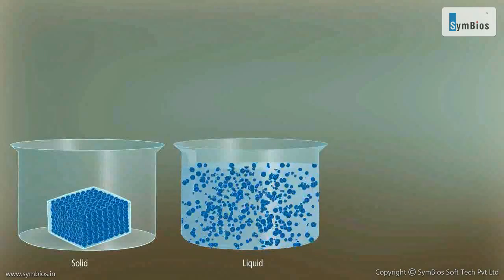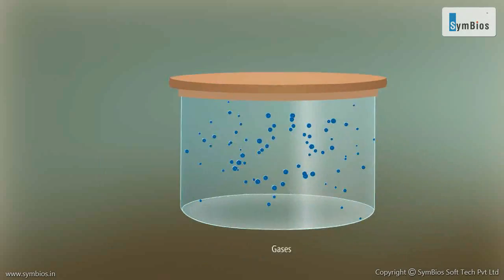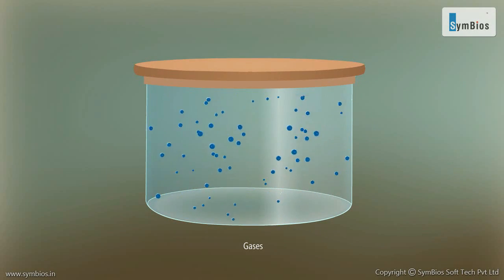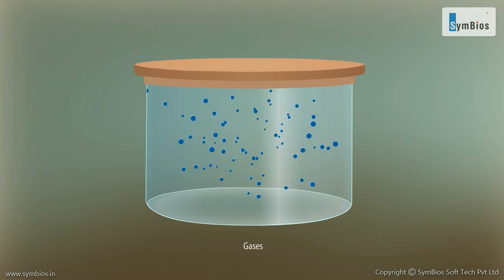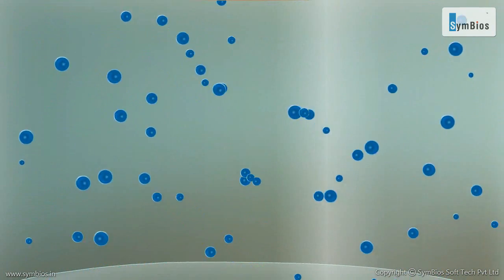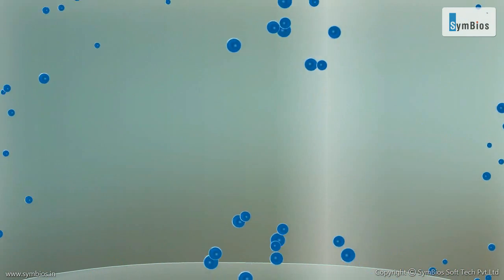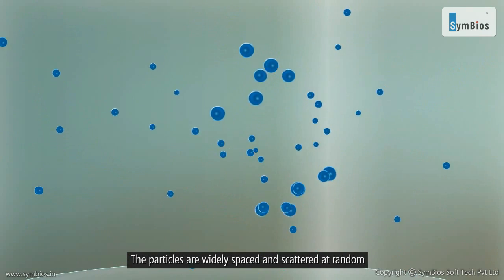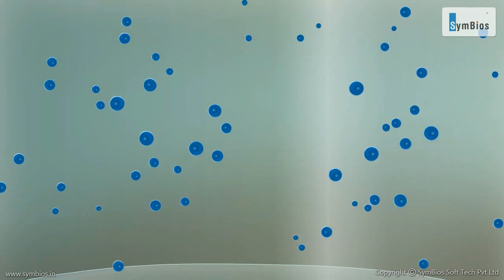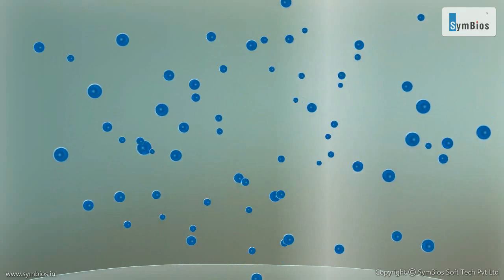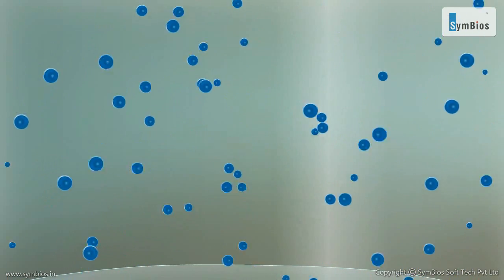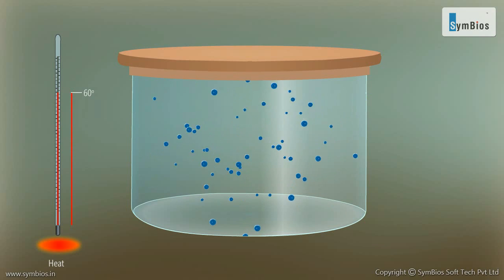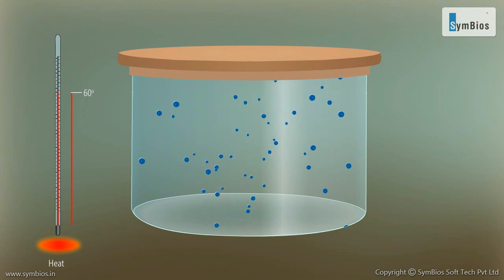Now, unlike liquids and solids, gases have no surface and no fixed shape or volume. And because there is no particle attraction, they always spread out and fill any container. The particles are widely spaced and scattered at random throughout the container. Therefore, gas volume is equal to container volume. With increase in temperature, the particles gain kinetic energy and move faster.